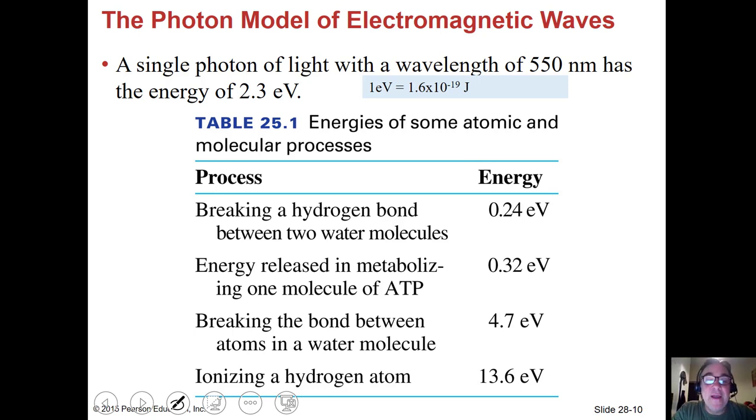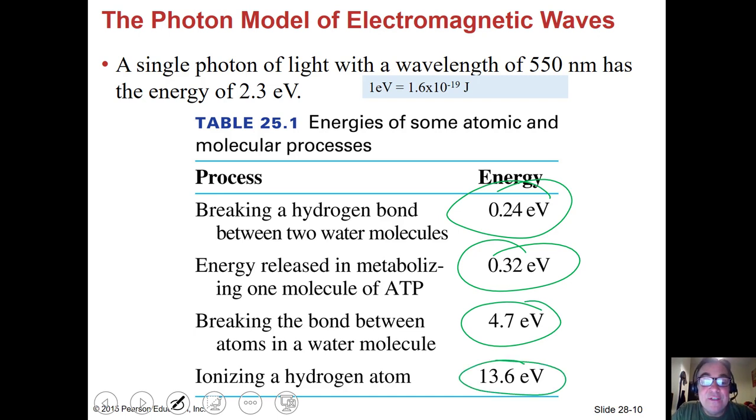Breaking a hydrogen bond between two water molecules, 0.24 eV. Energy released from ATP, 0.32. Breaking the bond between atoms in a water molecule, 4.7 eV. And maybe you've seen this number from chemistry: ionizing a hydrogen atom, which is another way of saying removing an electron from a hydrogen atom, 13.6 eV.